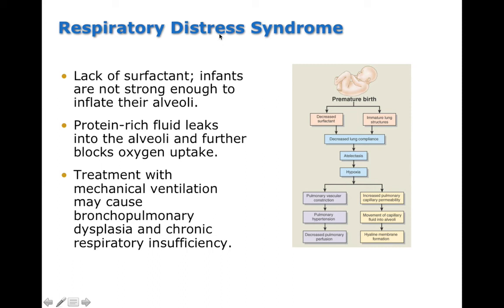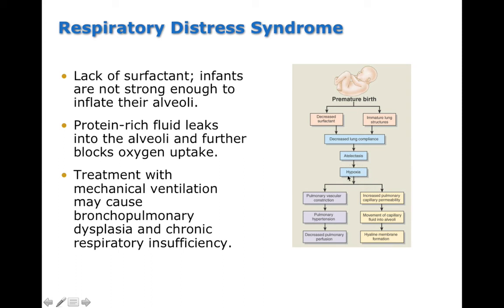So this is more common in premature births. The reason it's more common in premature births is that they're not ready to make surfactant yet. With this decrease in surfactant and the fact you have immature lung structures, there's a decrease in lung compliance. And this decrease in lung compliance comes from the fact that the lung is partially collapsed. That's why it's atelectasis. And it's partially collapsed because it's internally sticky from a lack of surfactant.